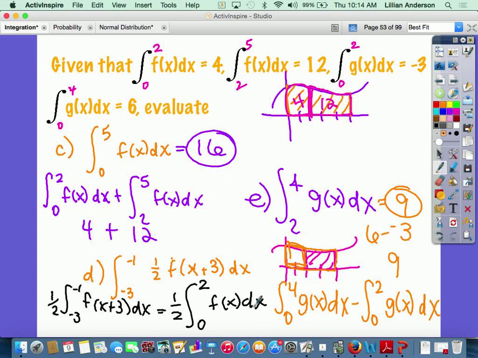And don't we have that? Yes. What is it? 4. So this becomes, I'm out of space, it becomes 1/2 of 4, which is just 2.